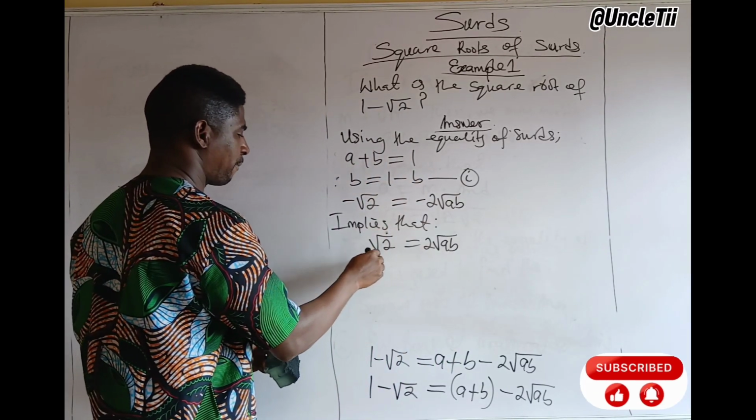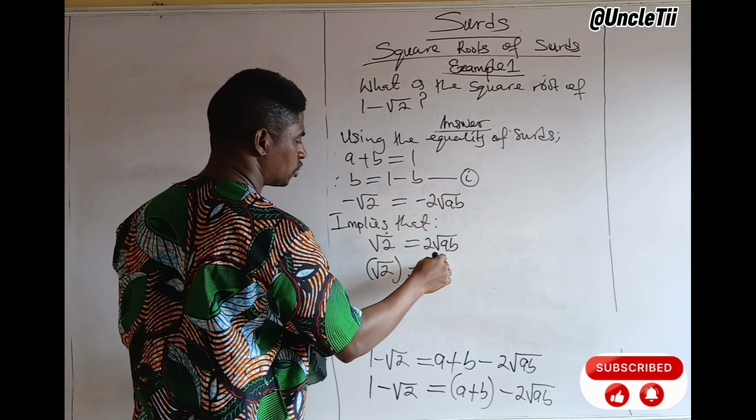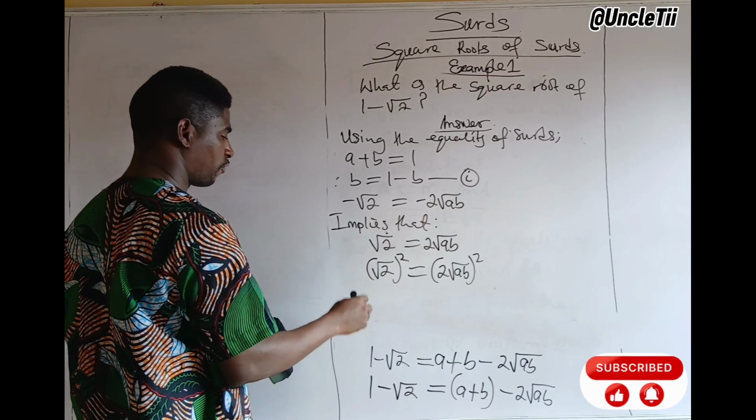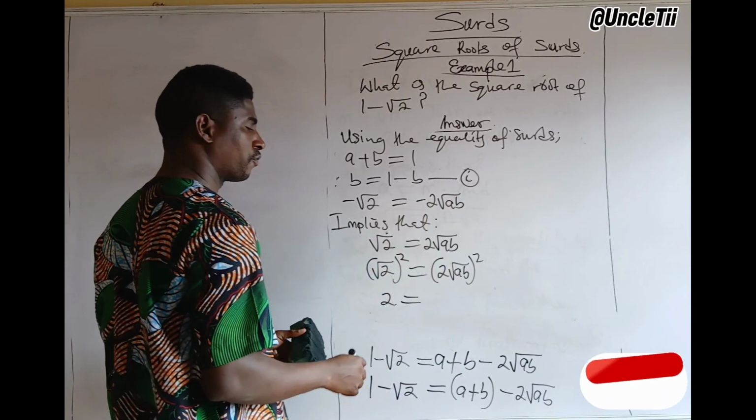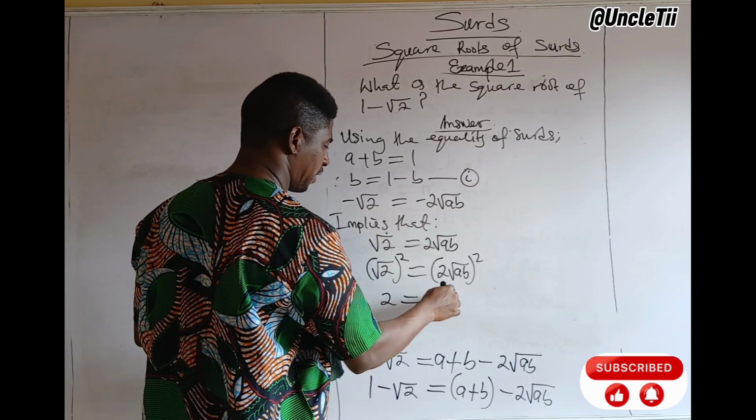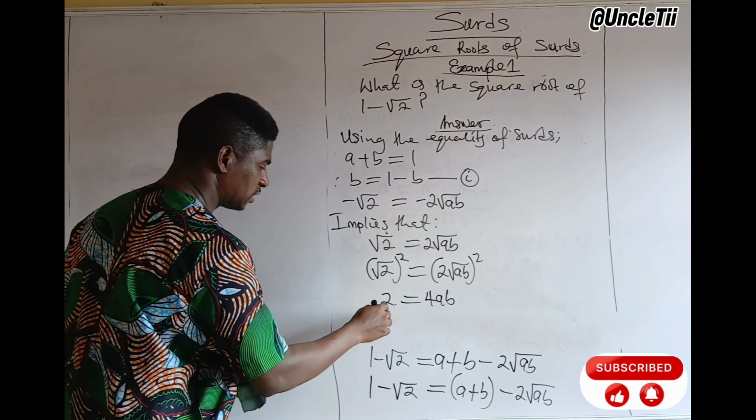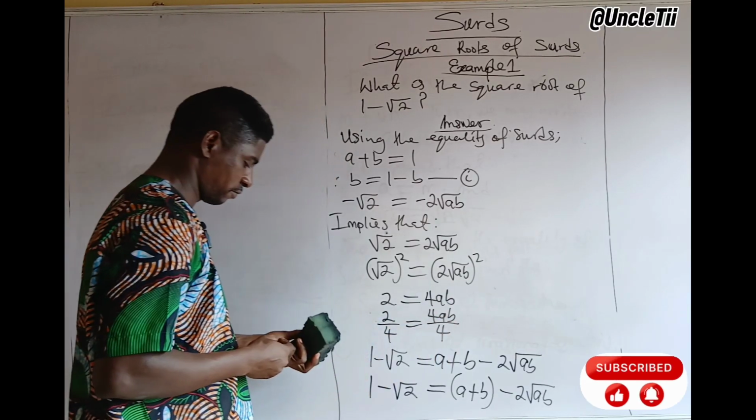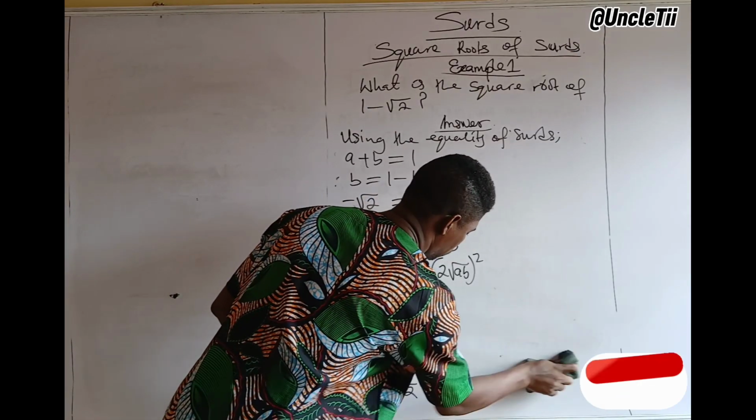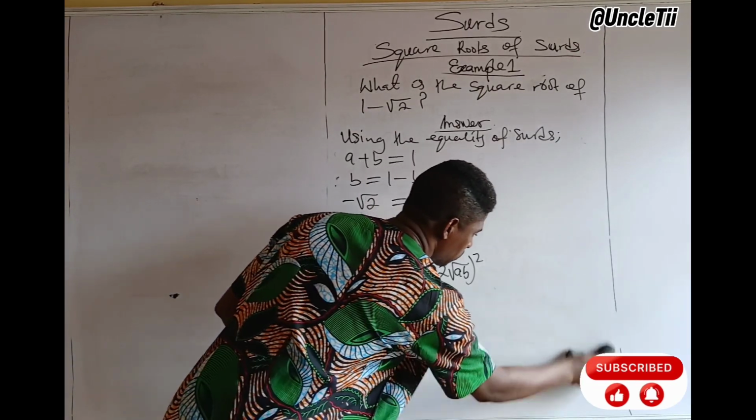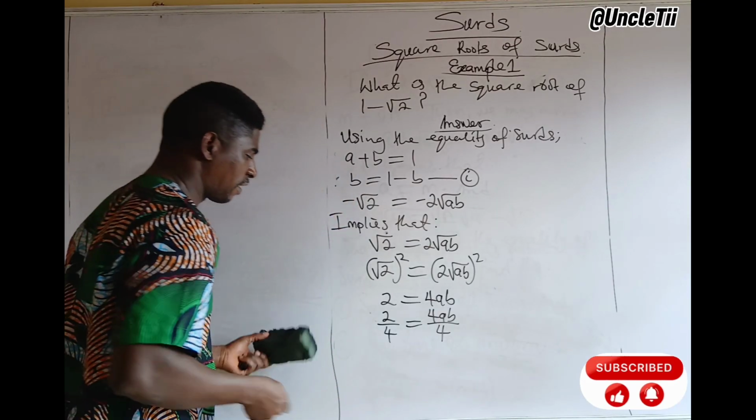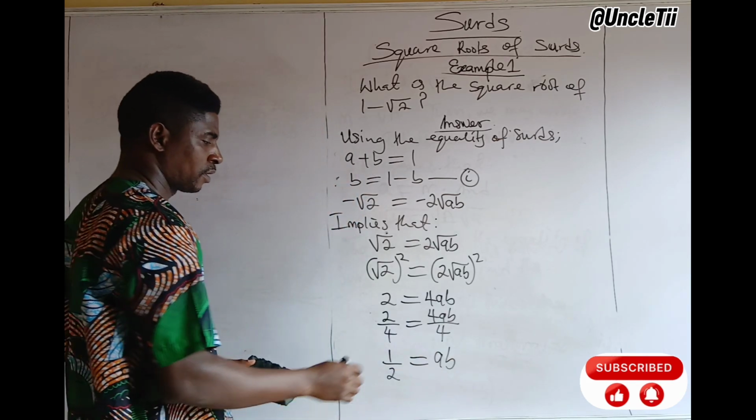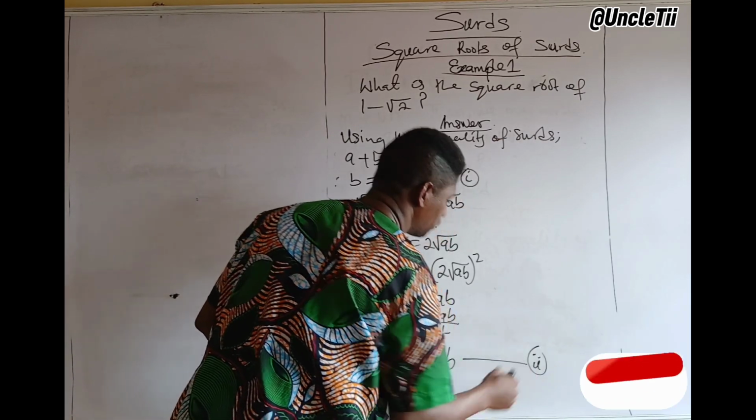So the square of root 2 will be equal to the square of 2 root AB. The square of root 2 is 2. The square of 2 root AB is 4AB. So this means that 2 over 4 is equal to 4AB over 4. Two over 4 is 1 over 2 equal to AB. We can leave this as equation 2.